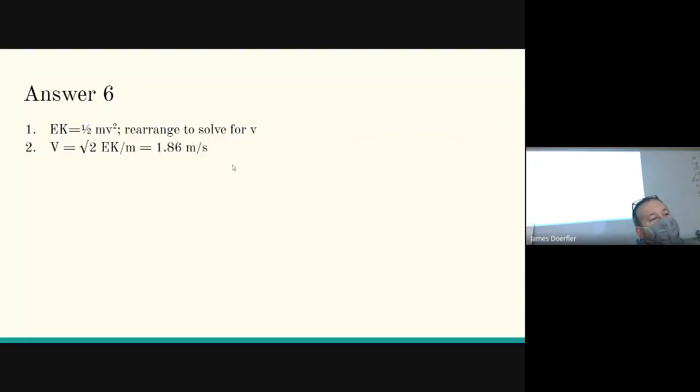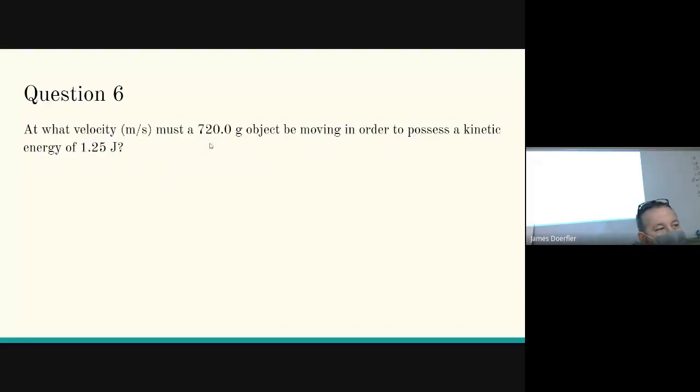So when you rearrange it for V, you get V is equal to the square root of 2 times kinetic energy divided by its mass. Don't forget that in the original formula, V is squared, and so we are only solving for V. So when you isolate it and rearrange for V, you have to take the square root of the other side of the equation. And so when you do this, you get 1.86 meters per second. So that object must be going at 1.86 meters per second in order to have this 1.25 joules of kinetic energy.